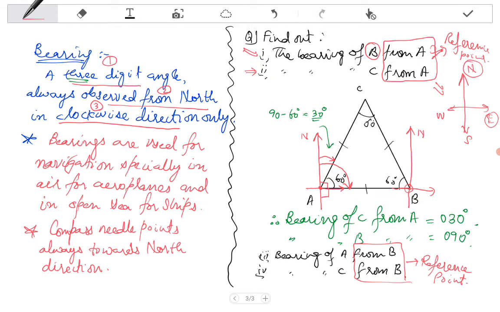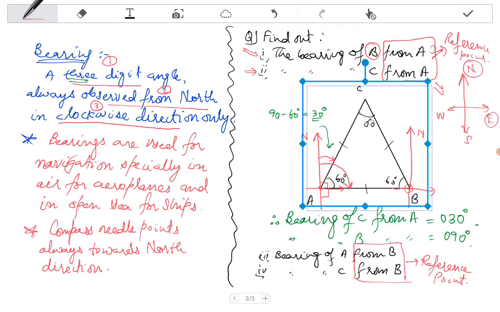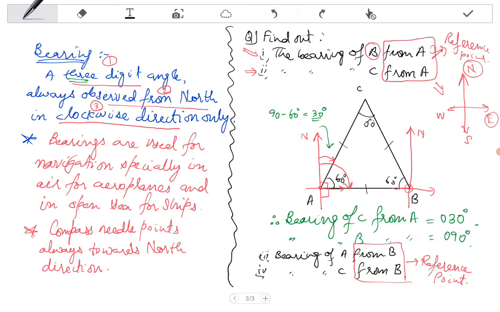And in order to find out the bearing of A from B, I have to move in clockwise direction only. Although it's easier to reach from anti-clockwise direction, you are not allowed to go in anti-clockwise direction. You have to always go in clockwise direction. So I move in this direction like this and reach the line that is connecting to point A. So going in clockwise direction and connecting to that line which is connecting our point whose bearing is required.